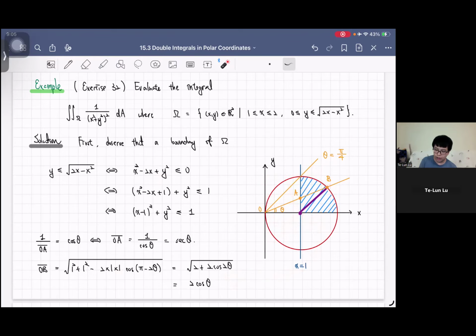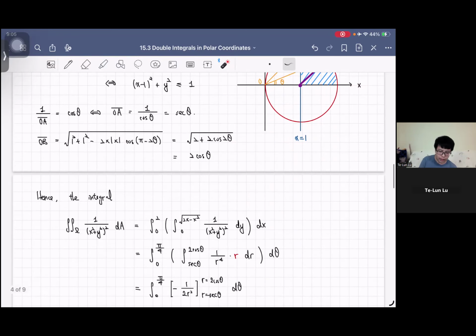So whatever you get, whatever you use, the actual answer where we start for the integration for r is from secant theta all the way to 2 cosine theta. And theta goes from 0 to pi over 4. So you see that we have changed the integration region from x and y coordinates towards theta from 0 to 45 degrees, pi over 4, and the region for r goes from secant theta to 2 cosine theta. And then it's actually really simple.